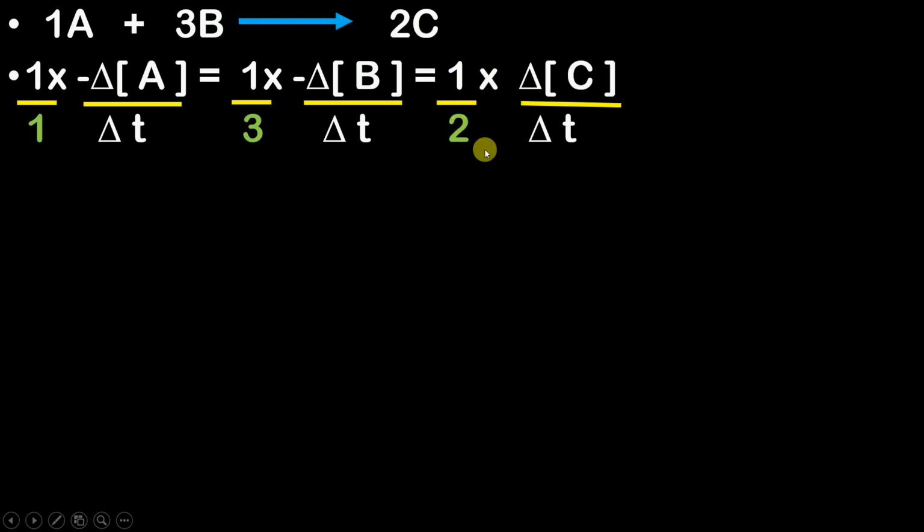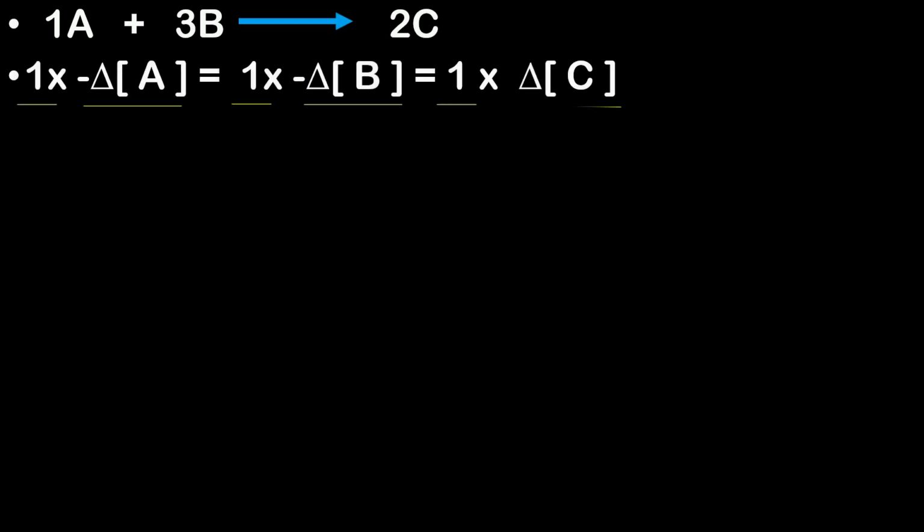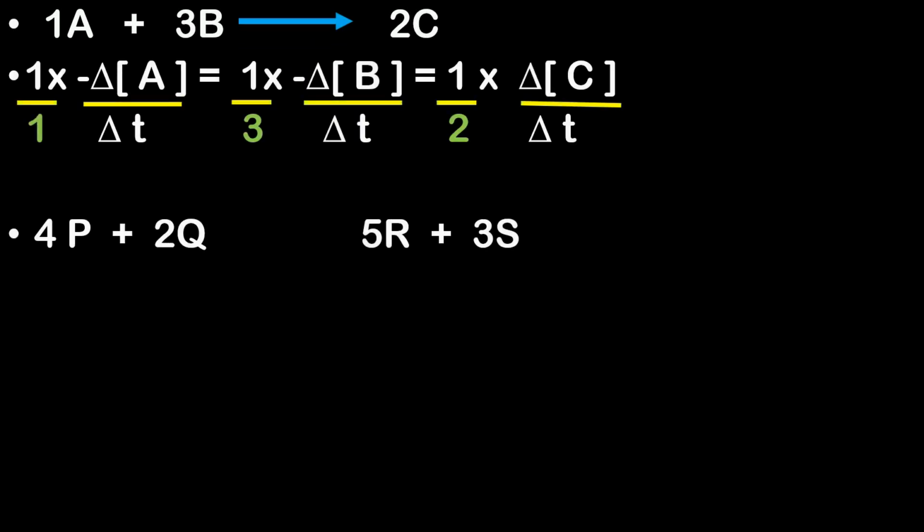So if you see, the equation is the same. For C it is 1 upon 2, for B it is 1 upon 3, and for A it is 1 upon 1, which is nothing but 1. Now let's consider one other example with the help of which you can easily calculate the rate of reaction. Here the rate of reaction is equal to what? You can comment in the comment box if you have got it before me. Okay, so it is going to be something like this.